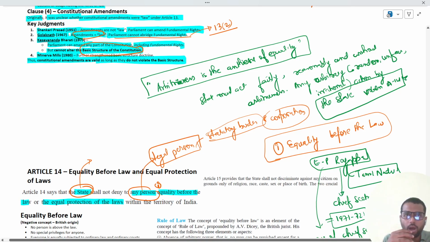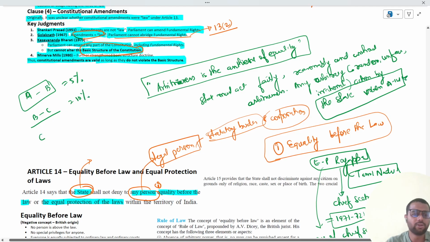If you see the income tax slab, we have different slabs. If you are earning in the range from A to B, you will pay 5%. If you are in the range B to C, you will pay 10%. If you are in the range C to D, you will pay 20%. These are the income tax slabs.